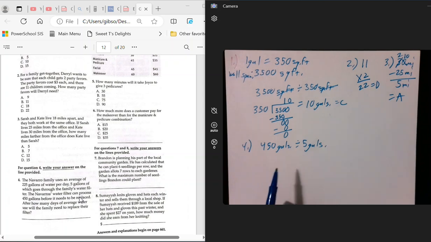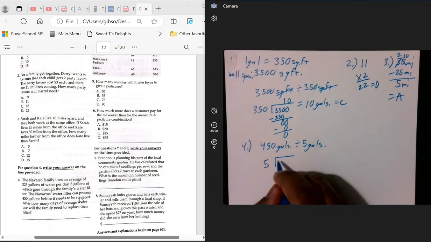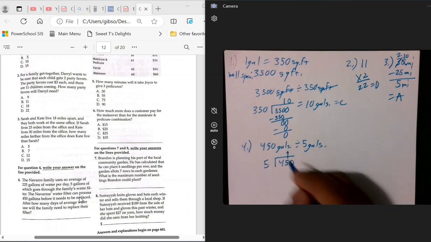Now, when we look at this here again, it's 450 gallons before the filter needs to be replaced. But each day, because we're talking about their average water use, only 5 gallons goes through this water filter. So if we take 450 divided by 5, that will give us how many days it will be before the water filter needs to be replaced. So we could take 5 into 450. We know 5 does not go into 4, but 5 does go into 45. 5 goes into 45 9 times.